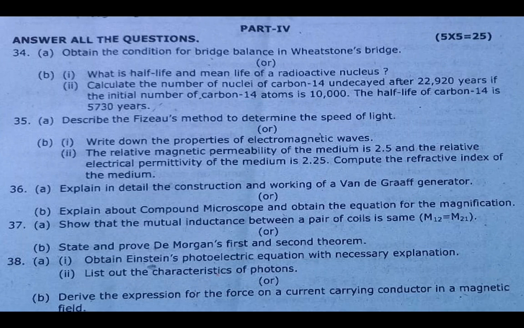Question 37. A. Show that the mutual inductance between a pair of coils is the same. That is, M12 equal to M21. Or 37 B. State and prove De Morgan's first and second theorem.